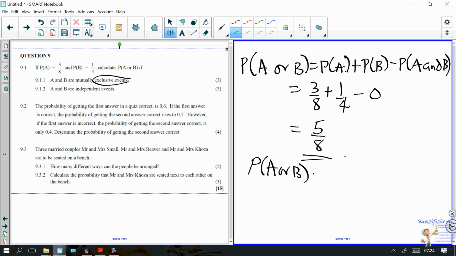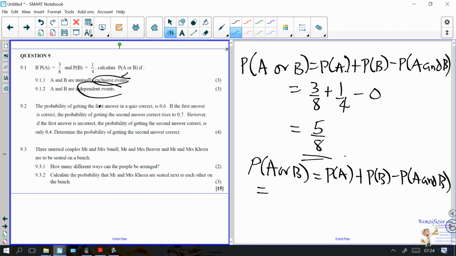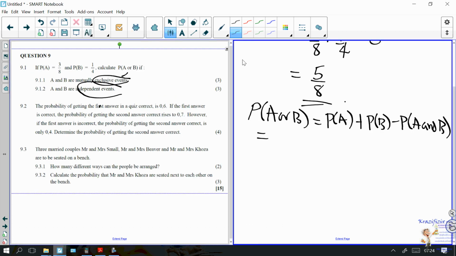Now, if they are independent events, we are still looking for A or B. If they are independent events, it's probability of A plus probability of B minus probability of A and B. Now I want you to see the difference from exclusive. Independent events means they depend on each other. So we have probability of A plus probability of B minus probability of A times probability of B, because it's and.